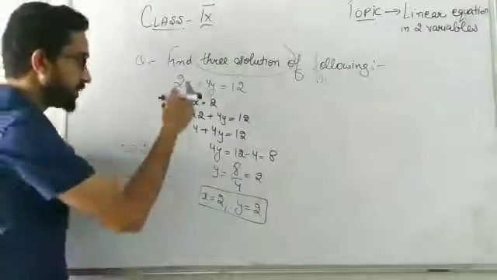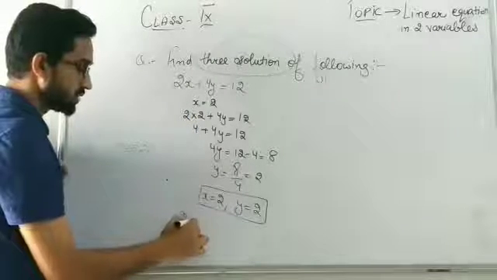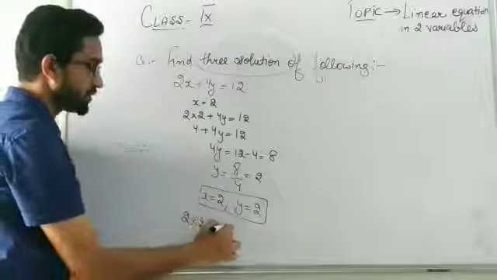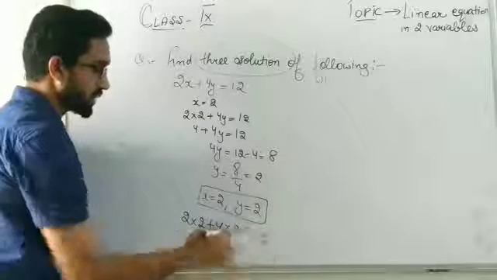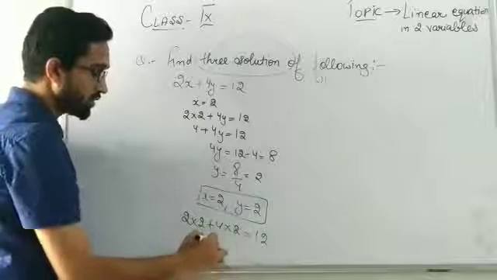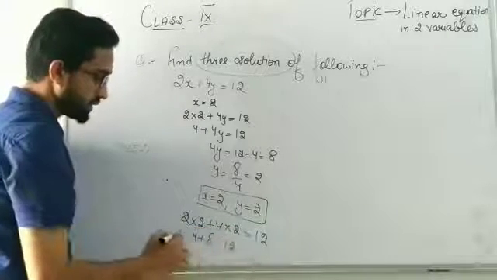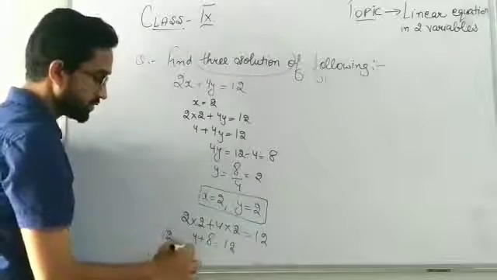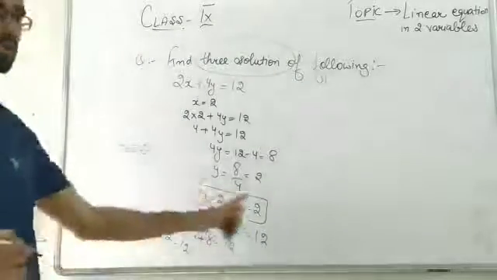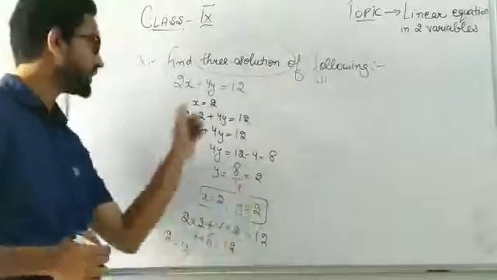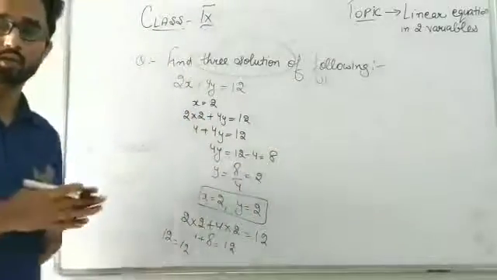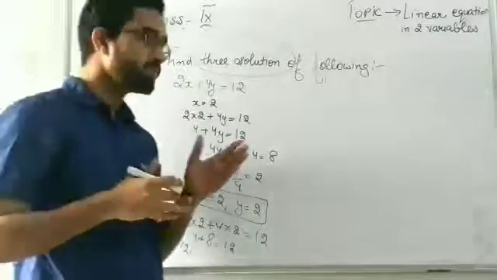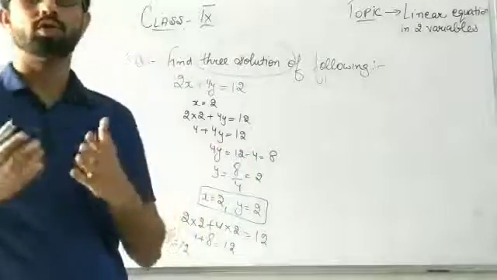Let's check it. I am putting x and y together. 2 into 2 plus 4 into 2 is equal to 12. 2 into 2 is 4, 4 into 2 is 8. So you can see here that 12 is equal to 12. That means our values are correct, and they satisfy our equation.